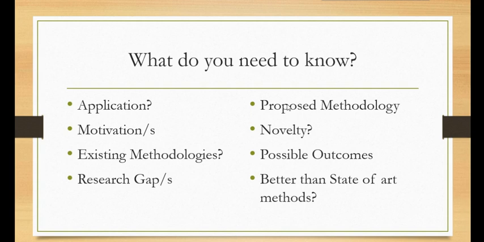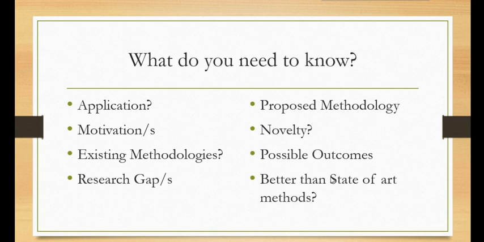And the second part is important for abstract writing. This one is your own. That means what is the proposed methodology of your work, what is the main novelty, and what is the possible outcome, and finally, is it better than the state of the art methods? That means the existing solution.